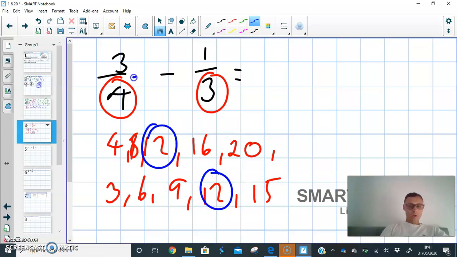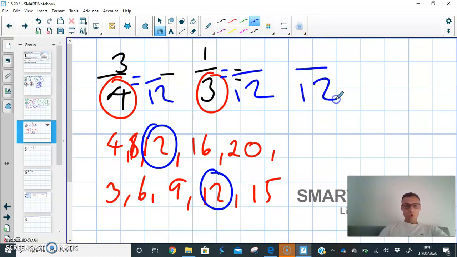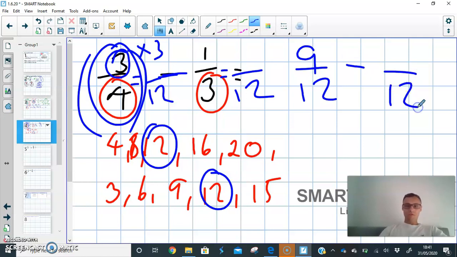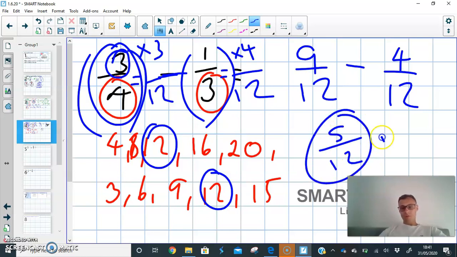So I need to make this one a denominator of 12 and this one a denominator of 12. Now, it gets a bit messy if you write it like I've done it here, so I tend to write it over here. So we know this 3/4 we're going to write as 12ths. How do we get from 4 to 12? Times by 3. So what do I need to times the 3 by? 3 again. Copycat the sign, minus, and then I'm going to write this 1/3 as 12ths. How do I get from 3 to 12? Times by 4. So I must times the 1 by 4 as well to get 4/12. 9 12ths, take away 4/12, leaves me with 5/12 as my answer, and that cannot be simplified down.